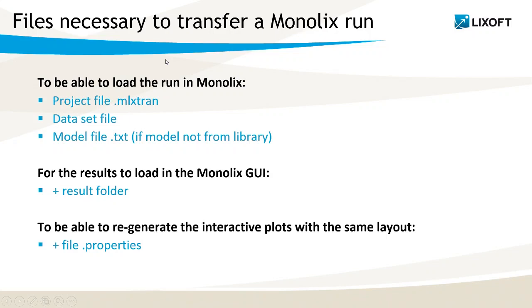So these are the files necessary to transfer a Monolix run. First, to be able to load the run in Monolix, you need the project file .mlxtran, the dataset, and the model file if the model is not from the library. If you have used a library model file, then Monolix will be able to find the same model file in the library of the computer to which the run has been transferred.